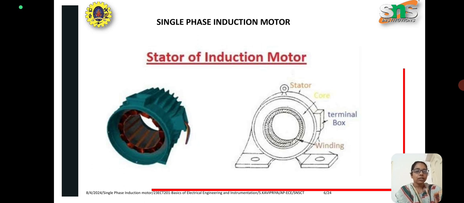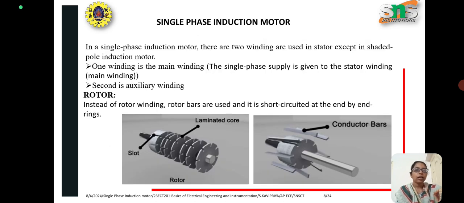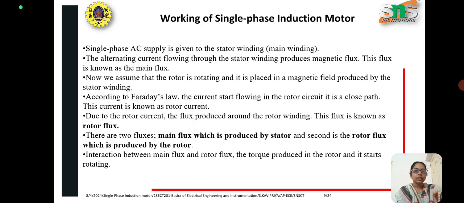And next is the construction part, stator and rotor of the single phase induction motor. In single phase induction motor there are two windings used. One we call the main winding, also called the stator winding, to which supply will be given. Second is an auxiliary winding. Instead of rotor winding, we have rotor bars which are short circuited at the end by using rings.